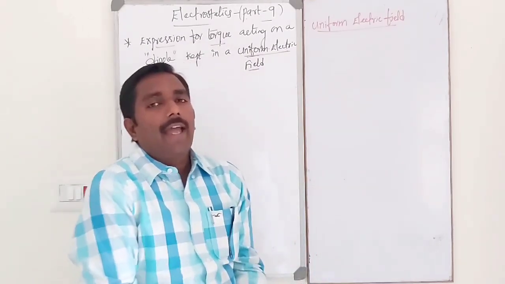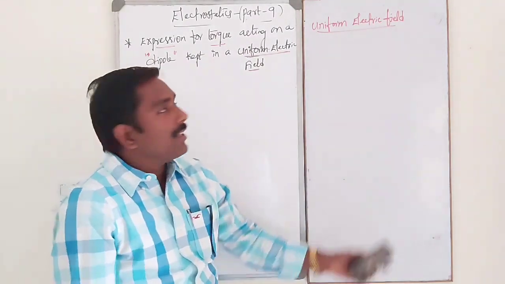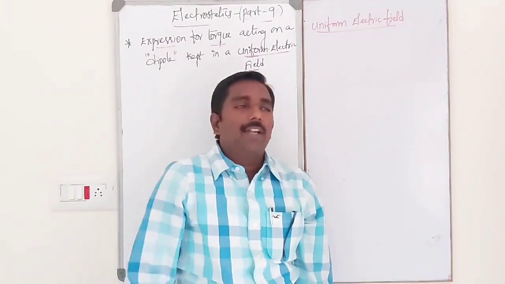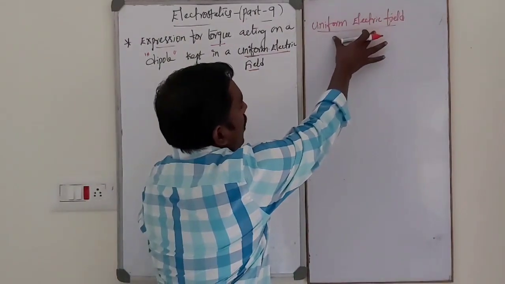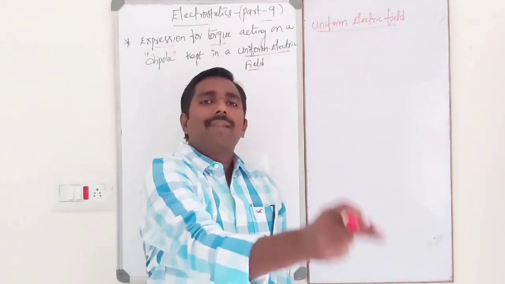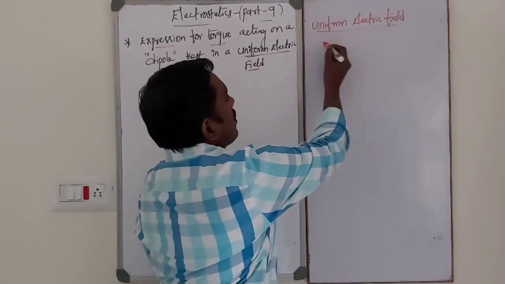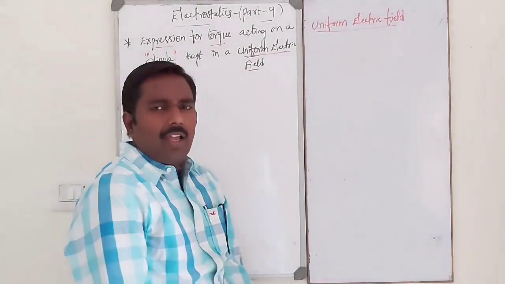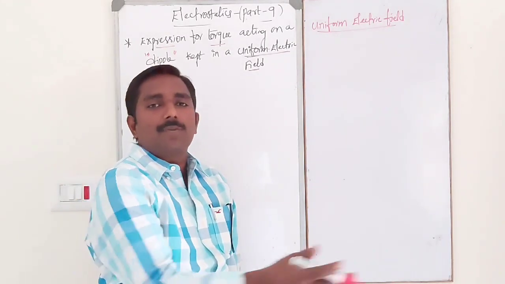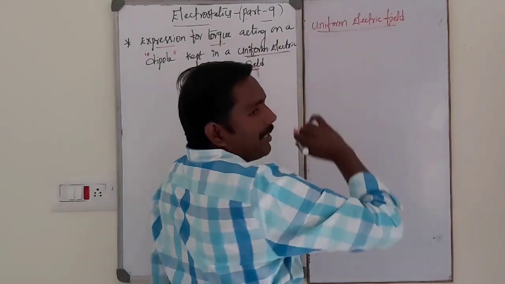On a unit positive charge placed at any point in the field. That field is nothing but a uniform electric field. So, uniform electric field means the same quantity of force acting on a unit positive charge placed at any point in the field. Simply, the force is the same on a unit positive charge placed inside the field at any point.